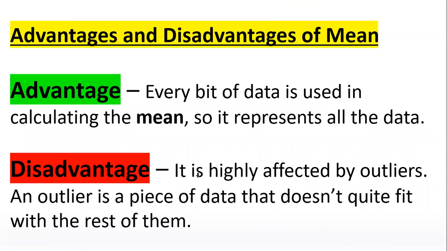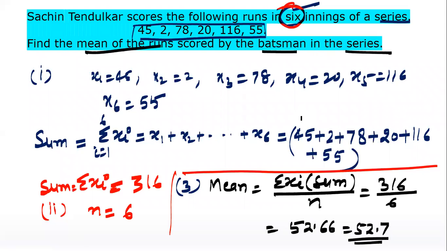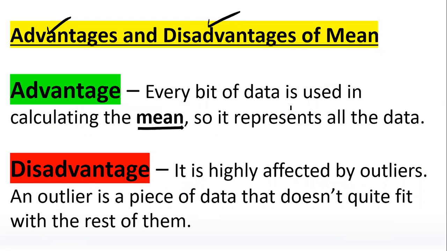What are the advantages and disadvantages of mean? Whenever we calculate mean, there are a few advantages and disadvantages. What is the advantage? Every bit of data is used in calculating the mean, so it represents all the data. Like we can see, the runs of each and every innings are added. But what is the disadvantage? It is highly affected by outliers. What is an outlier? An outlier is a piece of data that does not quite fit with the rest of them.